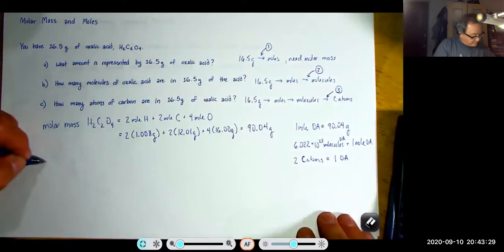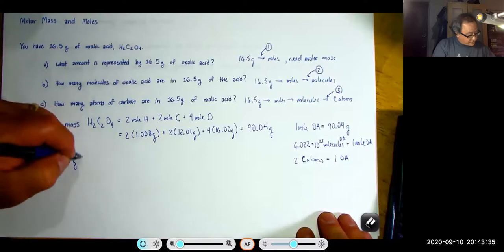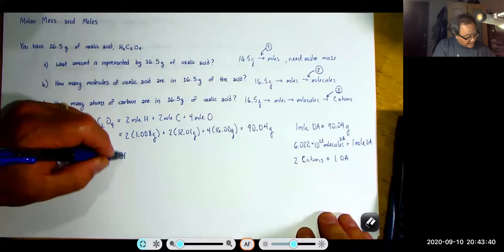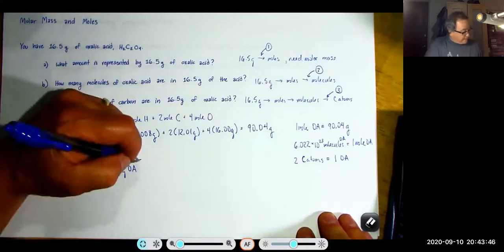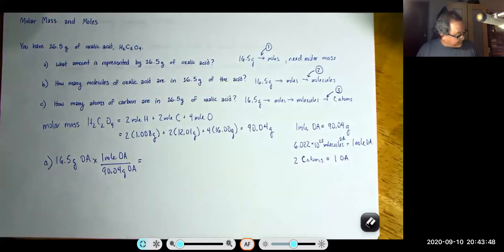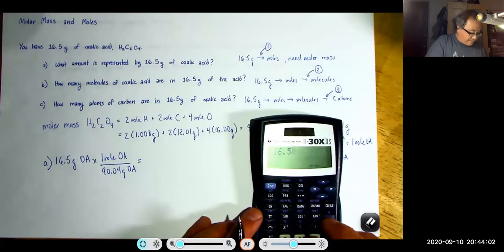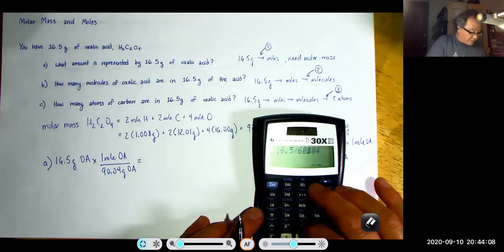Let's go ahead and do them. A, 16.5 grams of oxalic acid times 1 mole of oxalic acid per 90.04 grams of oxalic acid. And we have 16 divided by 90. 16 will go into 90 about 6 times, so this is 1/6.15-ish. All right, so let's find out. 16.5 divided by 90.04. Oops, I wrote 60.04, that wouldn't be good.